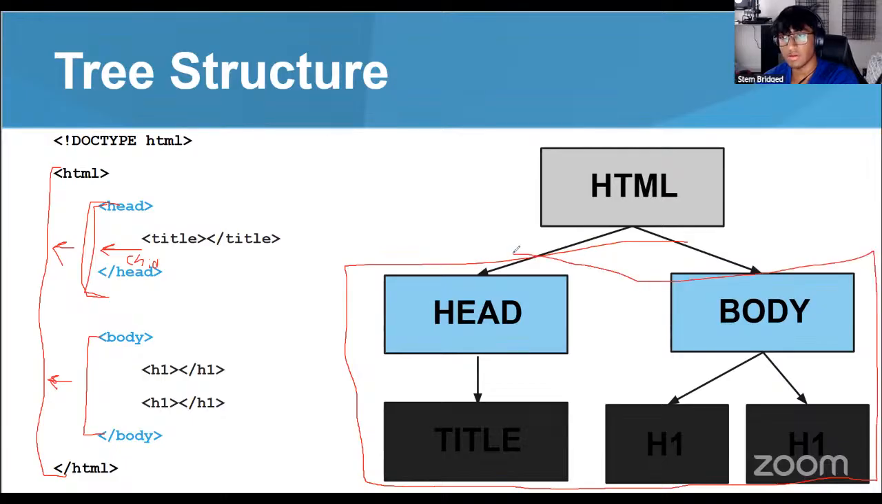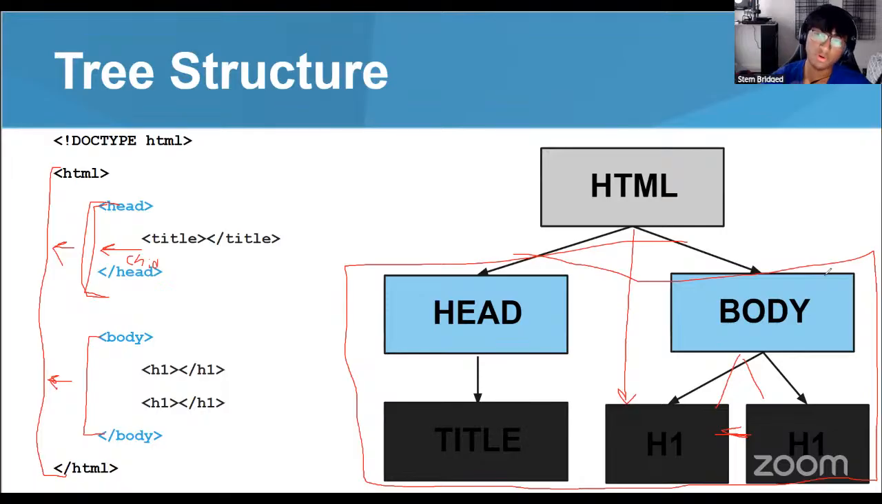So if you think about it, your grandparents are the descendants of your great-grandparents, your parents are the descendants of your grandparents, and you are the descendant of all of them, right? You are the descendant of your great-grandparents, your grandparents, and your parents. The same way, the children of the body tag are also descendants of the HTML tag because they descended from the HTML tag. Some people also call them grandchildren, right?